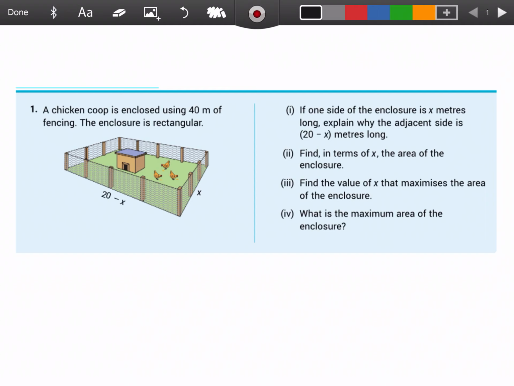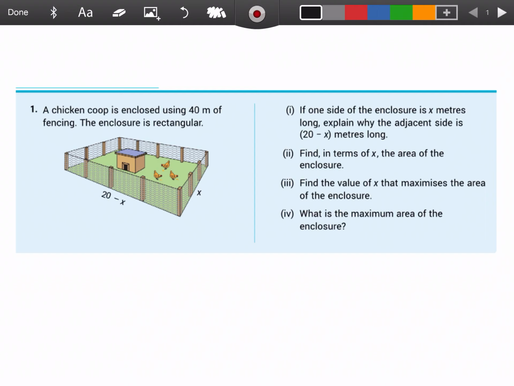So this is question 1 here on the screen. As you can see, we've got a chicken coop is enclosed using 40 meters of fencing. And it says the enclosure is rectangular. So we can see the shape. We have each side, we have the length and the width. Length being 20 minus x and the width being x. So part 1 asks, if one side of the enclosure is x meters long, explain why the adjacent side is 20 minus x meters long.